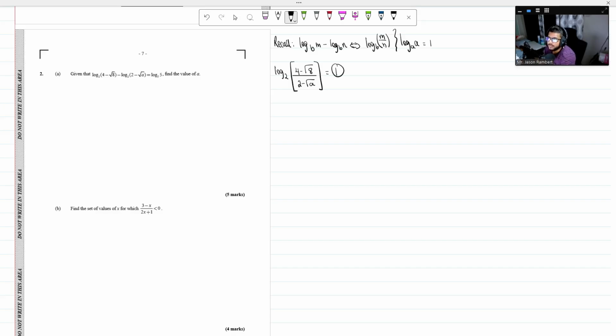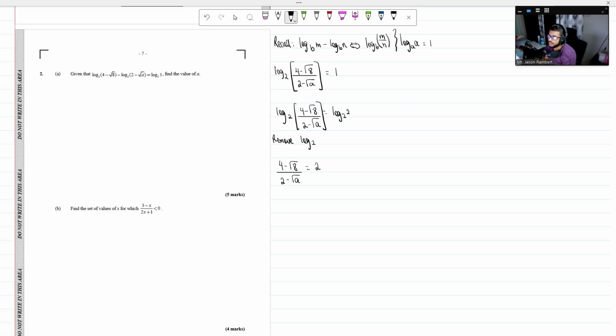Now what I could do, I could replace 1 with log 2 to base 2. So I'll have log of 4 minus root 8 divided by 2 minus root a to base 2 is log 2 to base 2. Only when I have 1 log on the left is equal to 1 log on the right and the bases are the same, can I remove log to base 2. So I'm going to have 4 minus root 8 divided by 2 minus root a is equal to 2.